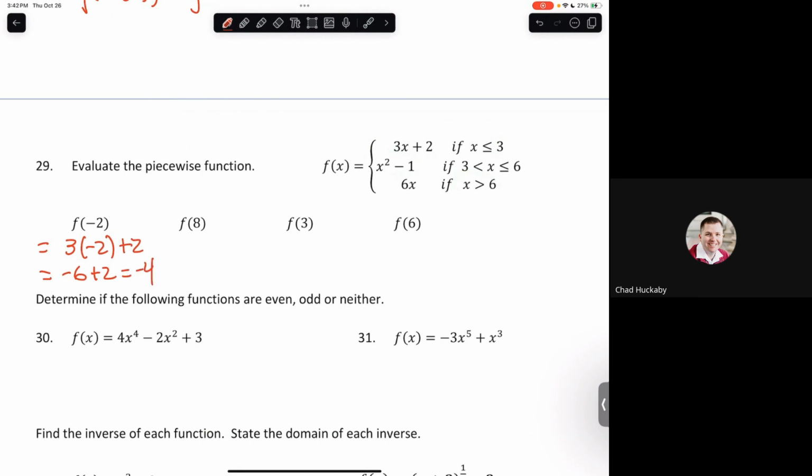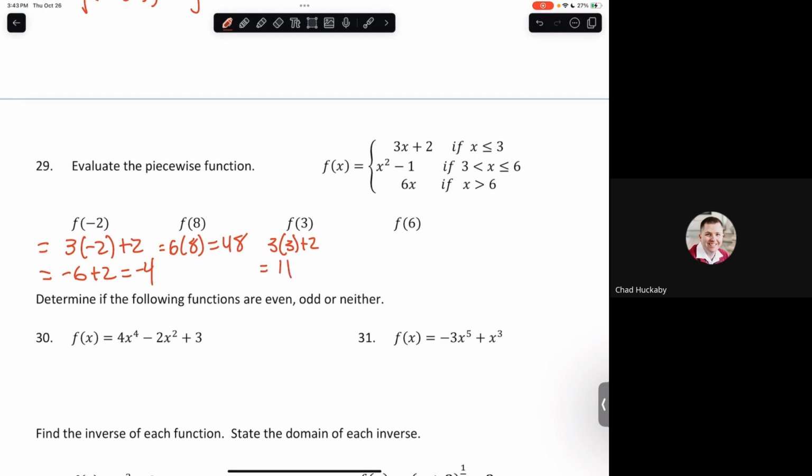F of 8. Well, 8 is greater than 6, so 6x is the part we're using. So 6 times 8 is 48. What about f of 3? Which part do we use? The first one again, because it's equal to 3. So 3 times 3 plus 2. 3 times 3 is 9, plus 2 is 11.